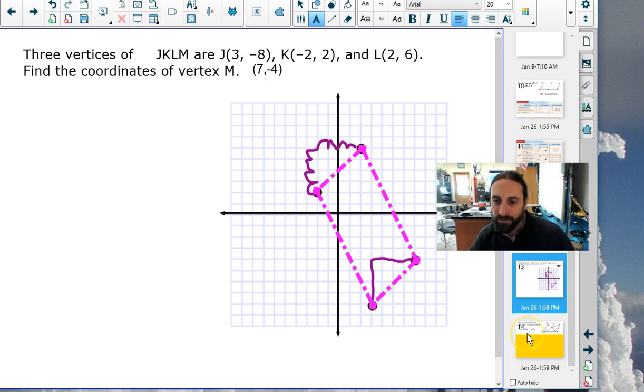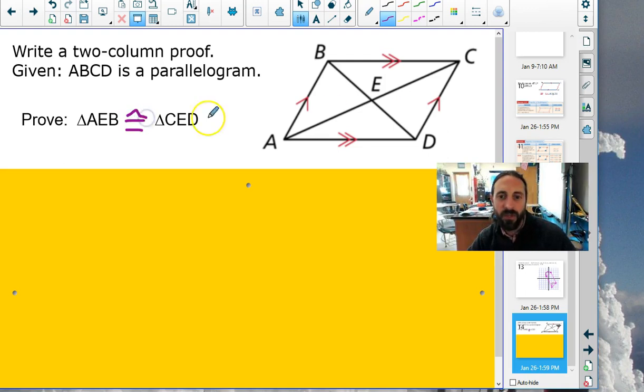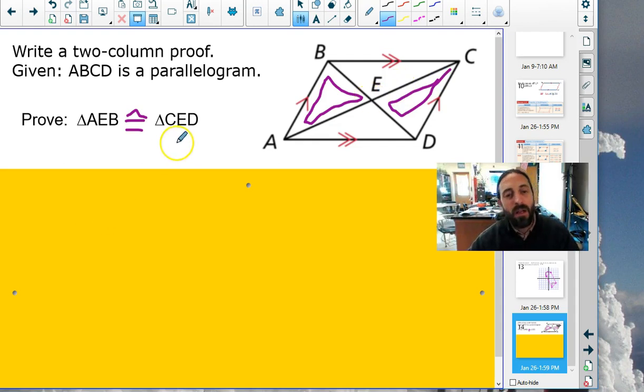The last problem, any questions? Remember, call, email, text. See me in class. The last question is a 2-column proof. It says, given this is a parallelogram, what do you need to do? You need to prove that these 2 triangles are congruent. Well, what 2 triangles are we talking about? AEB, I did ABE, and CED. Okay. Oh my gosh, that's just my horrible left hand trying to work a mouse. See if you can do better.